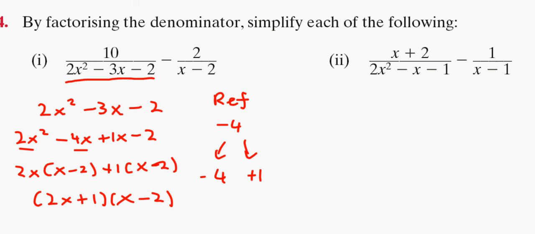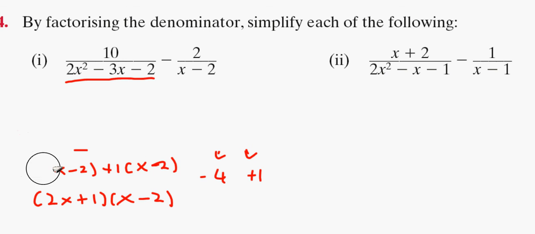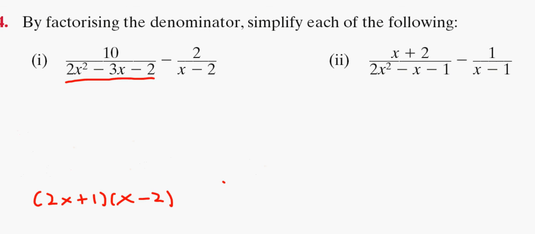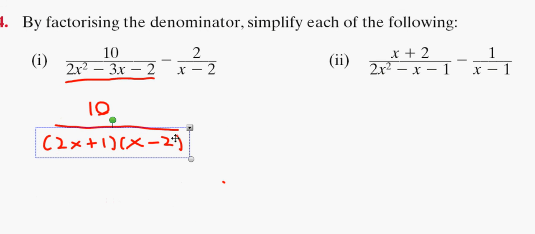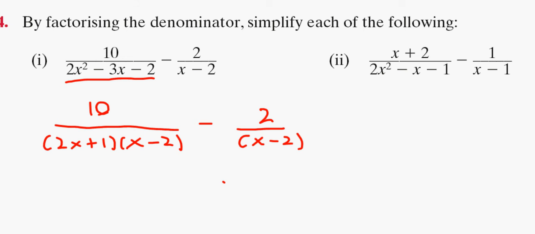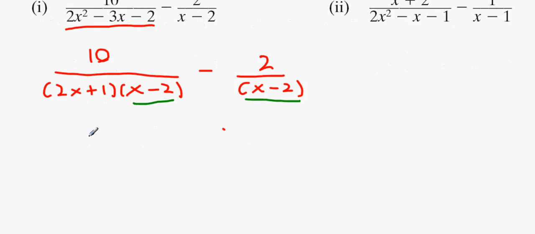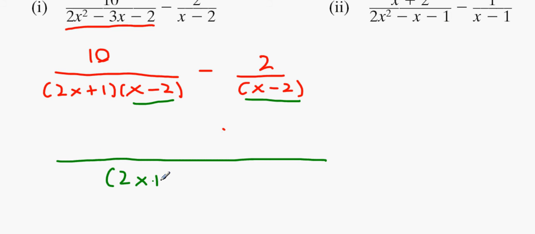Okay, so with this in mind, what we can do with this question is we can change it into this. We have the 10 here. And the 10 is going to be divided by what we just got up into position here. And then we're going to get minus 2 times x minus 2. Now let's see what they got in common. What they got in common is the x minus 2. So, given that they have the x minus 2 in common, the lowest common denominator is going to be 2x plus 1 and x minus 2.